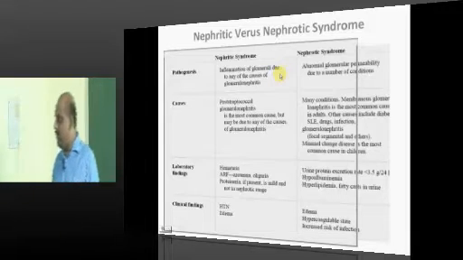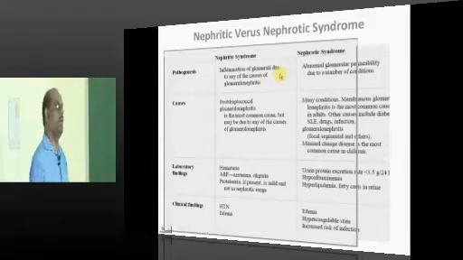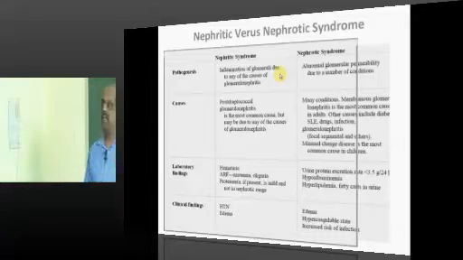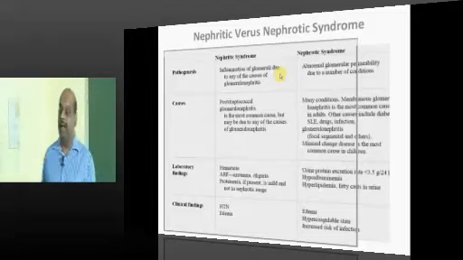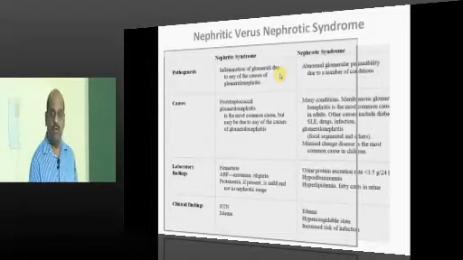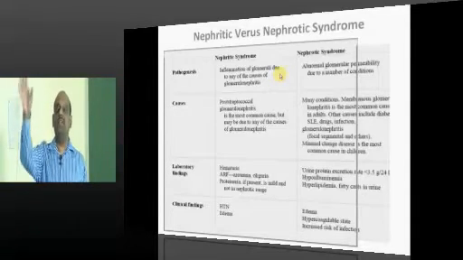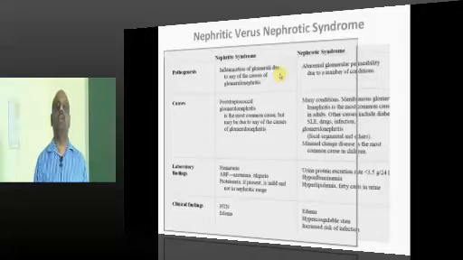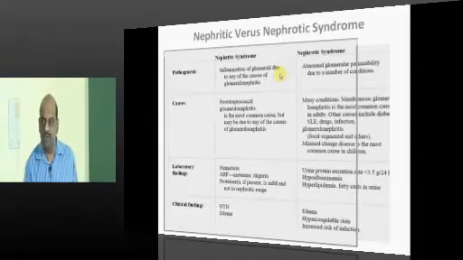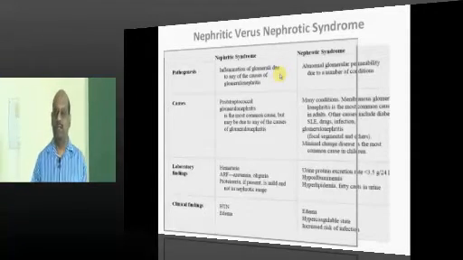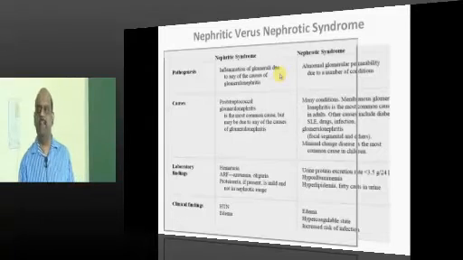Now whenever you have a glomerulopathy, always the discussion is, it can present like a nephritic syndrome or a nephrotic picture. Summarize the differences between nephritic and nephrotic syndromes is one of the favorite short answer questions in tomorrow's final year exam.